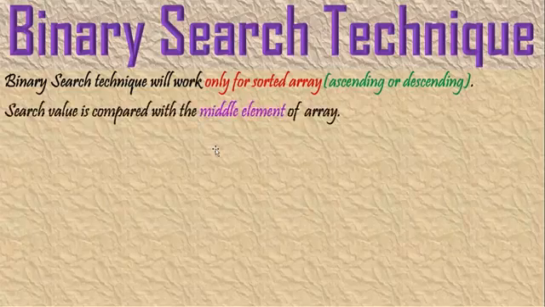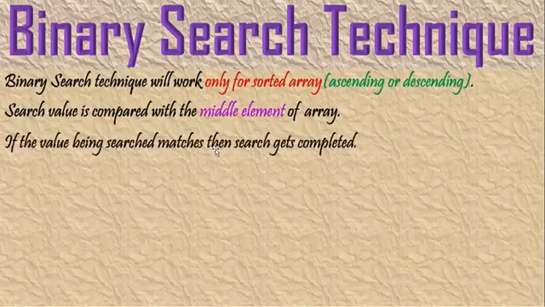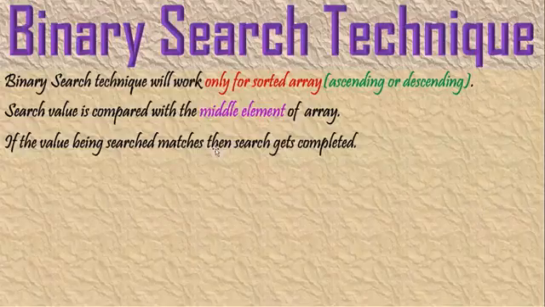In this type of search, the search value is compared with the middle element of the array. If the value matches the middle element, then the search is completed. If the match is not found at the middle element, it will search again with the middle element of the first half, otherwise the second half. It depends on the searching value and the sorting of the array.